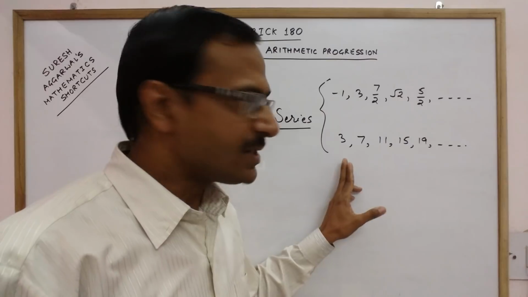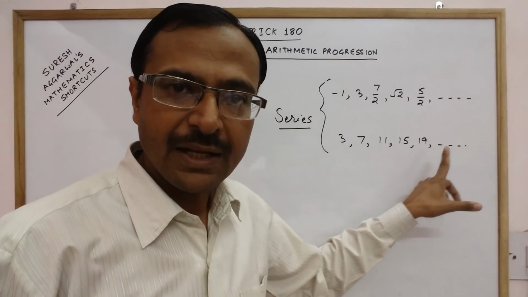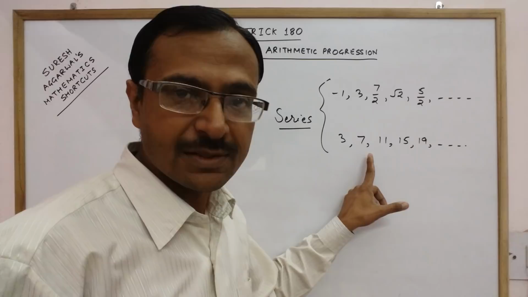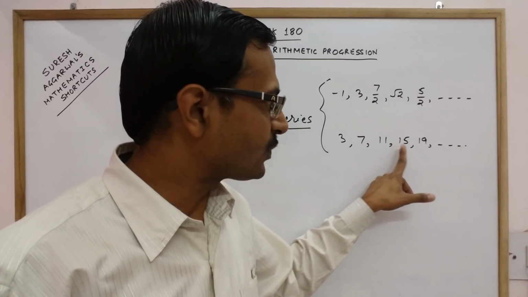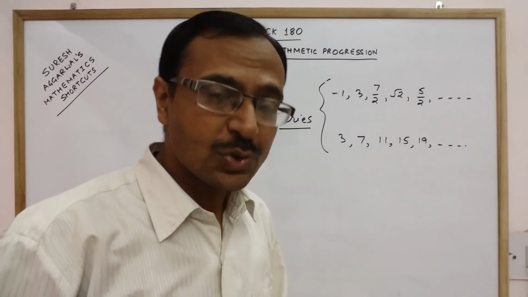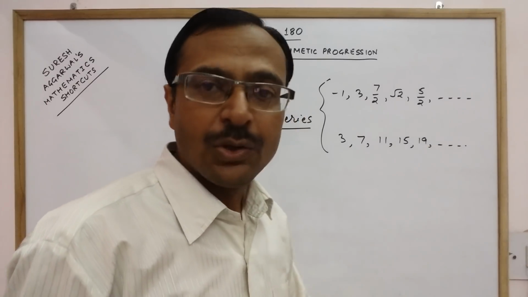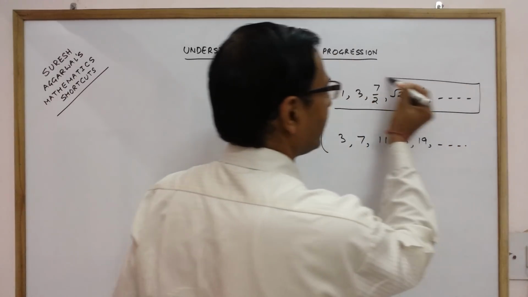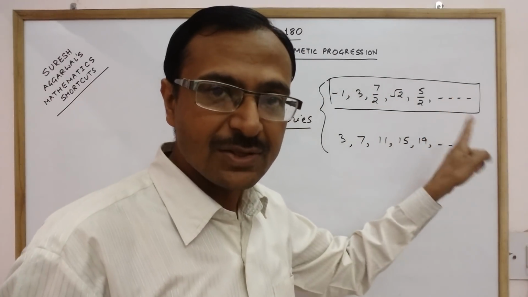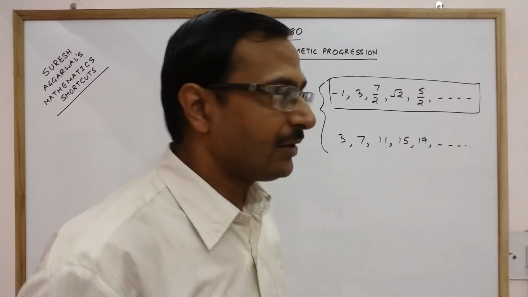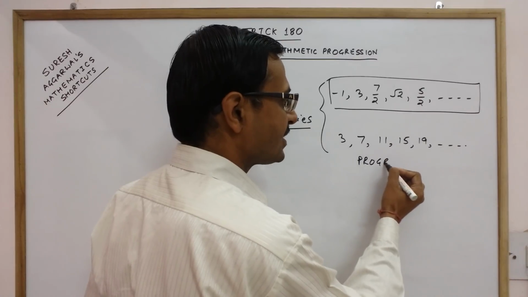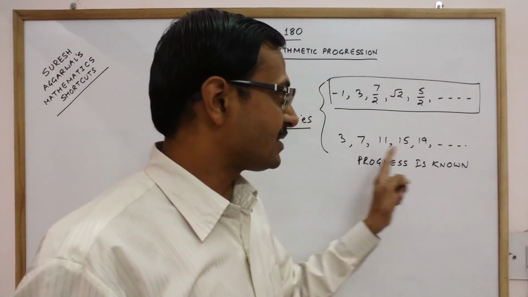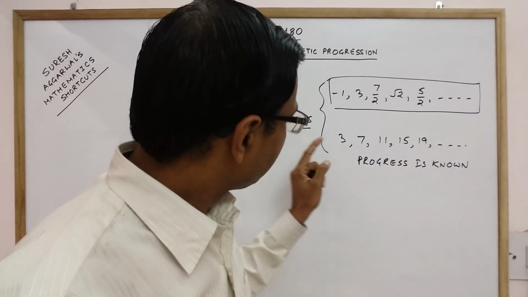Whereas in the second series 3, 7, 11, 15, 19, if you look carefully, I am adding 4 to the previous term to obtain the next term. So 3 plus 4 is 7, 7 plus 4 is 11, 11 plus 4 is 15, 15 plus 4 is 19 and so on. If I ask you what will come after 19, you will be able to tell that very easily. So in the first series the progress is not known, whereas here the progress is known. You can tell any number of terms of this series just by looking at these numbers.